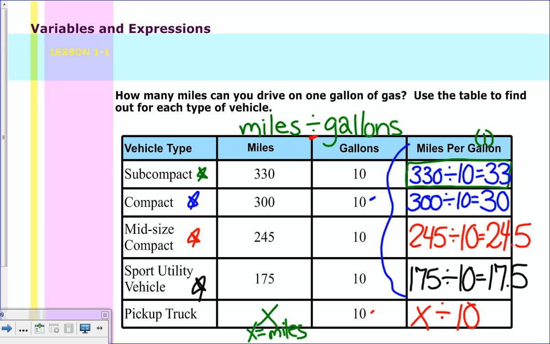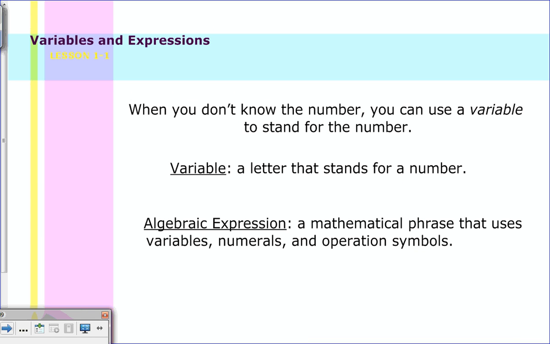So when we do this, we are using variables. And again, when you don't know the number, you use a variable to stand in for it. And a variable is just a letter, any letter that stands for a number.